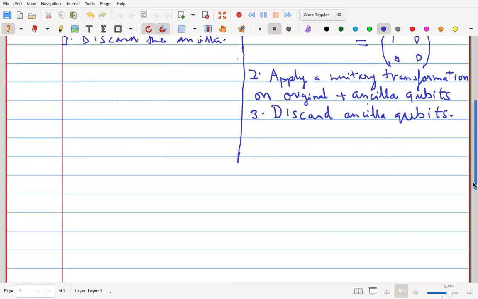Okay. So let's understand what this statement means. Let us see what the quantum thing is with me.